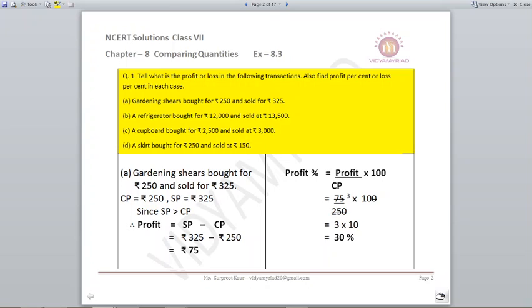Let's begin with the first part. A gardening shears bought for rupees 250 and sold for rupees 325. So we are given bought, that means cost price is 250, selling price is 325, which means of course there is a profit of rupees 75. To find profit percentage, the formula will be profit upon cost price multiplied by 100. My profit was 75. What is the cost price? 250 multiplied by 100. If it can be reduced, then find out that it is 30% profit.